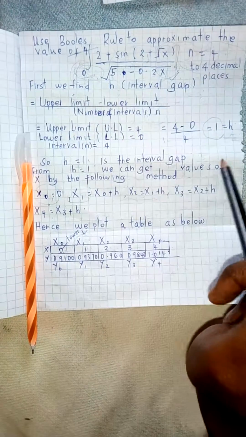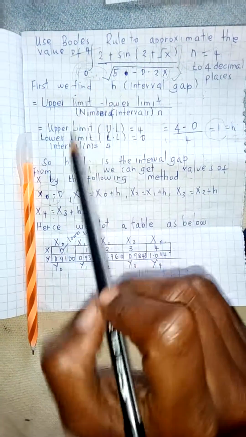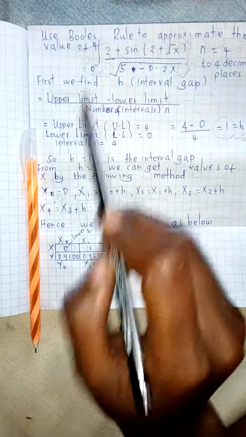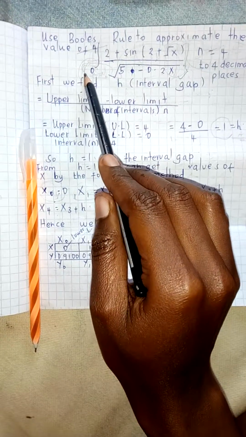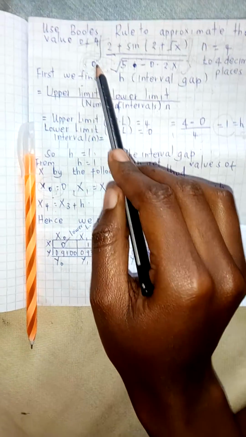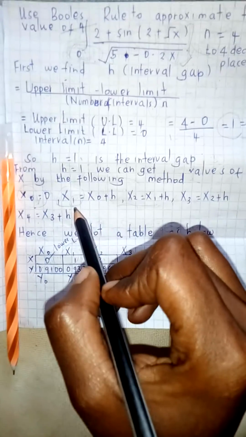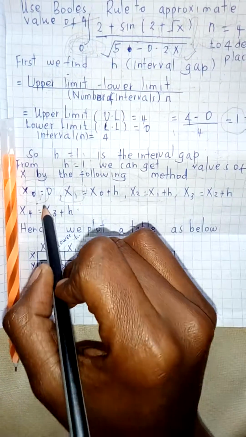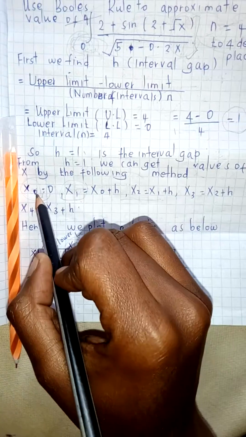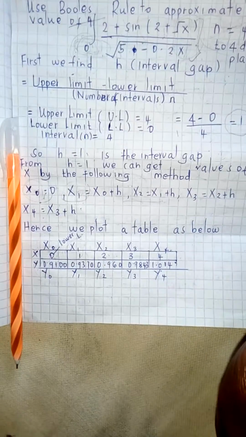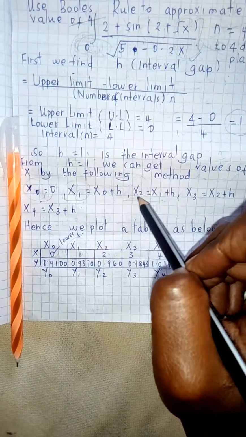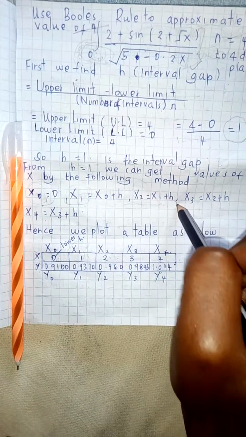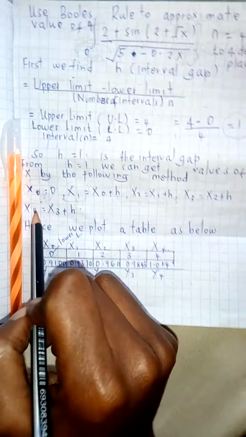So we'll find the values of x, since we have the value of h, by the following formula. We have x0, which is the lower limit, which is not always, but as per this question it is 0. So we'll go to the next value of x, which is x1. It's found by adding the previous value of x, which is x0, plus h, which is a constant. Next we go to x2, which will be found by adding the previous value of x, which is x1, plus h, up to x4.